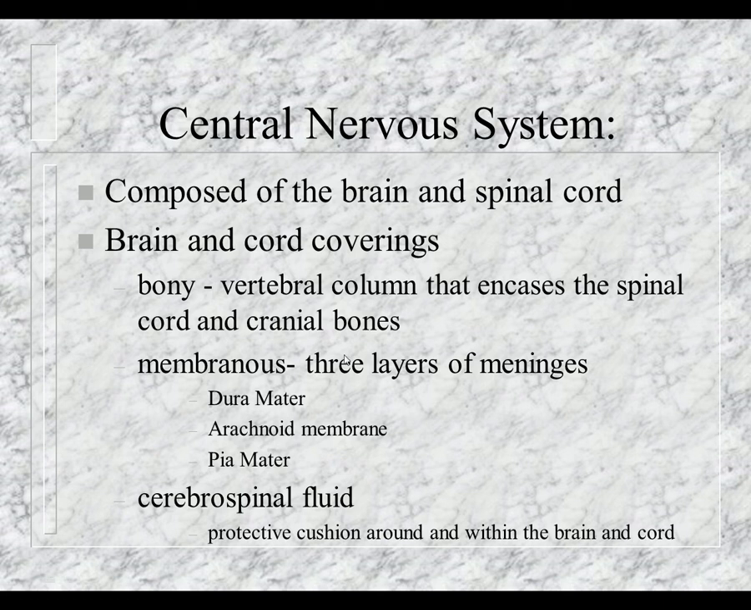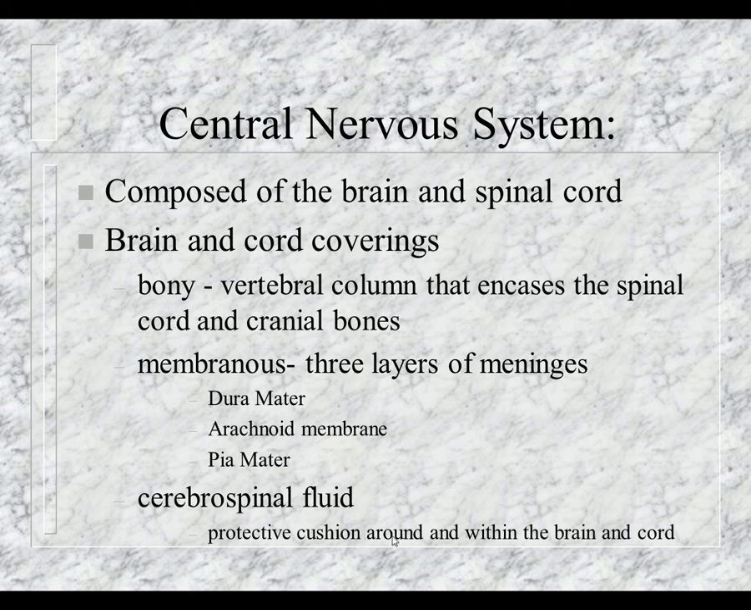As far as the membranes, there's 3 layers, remember, of the meninges. There is the dura mater, and I think of her as the tough mother. She's the white fibrous outermost layer that protects. There is the arachnoid membrane, and this is the subarachnoid space. That's more of our delicate membrane. It's the middle layer, and it's where cerebral spinal fluid is produced.